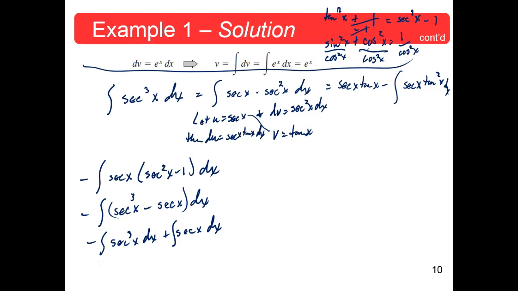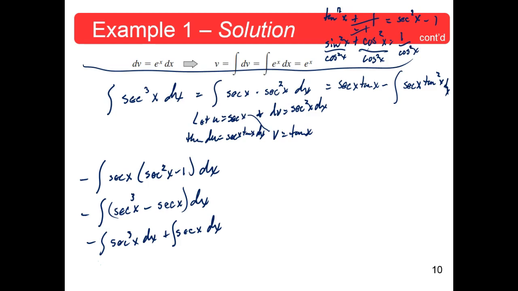The reason I'm not too upset is that I can take this and add it to that, and we'll get two of those. If we can get these other things evaluated, which we're awfully close to, we have the solution for that, dividing by 2. The only thing we've got left to do is the integral of secant x. How in the world are we going to do that?